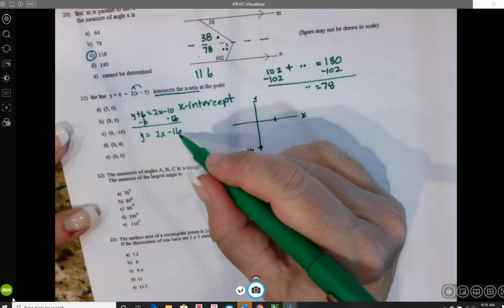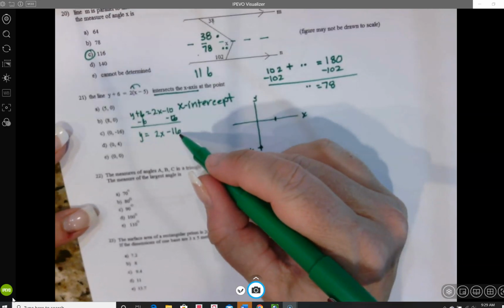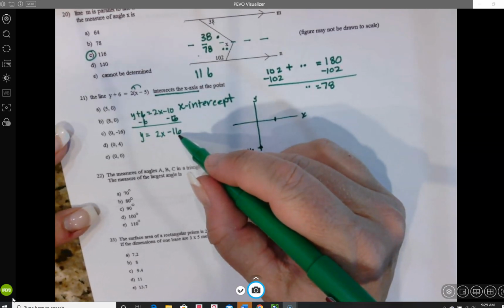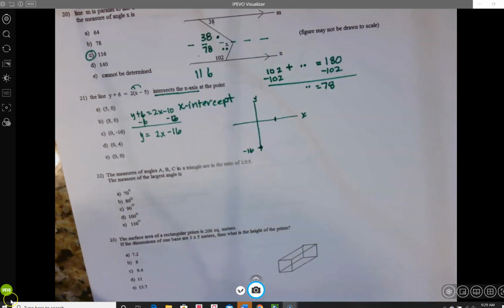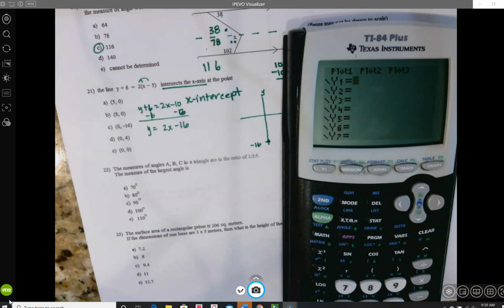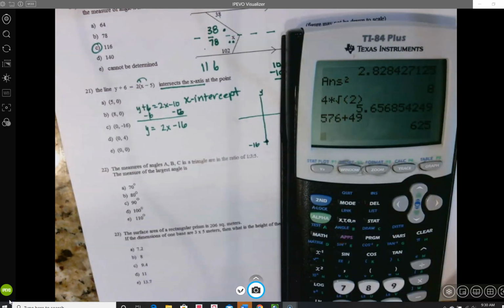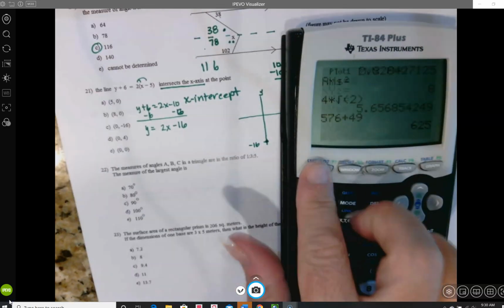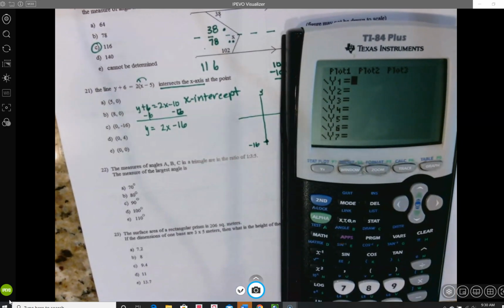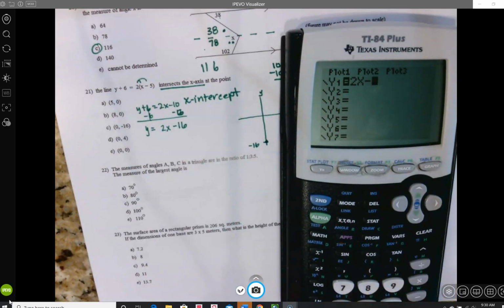So I could plug this into a graphing calculator and I could use the table. In fact, let me run and grab one of my kids' graphing calculators and I'll show you that. Okay, so I have my TI calculator. As you can see, I hit the y equals button and I'm going to put in 2x minus 16.